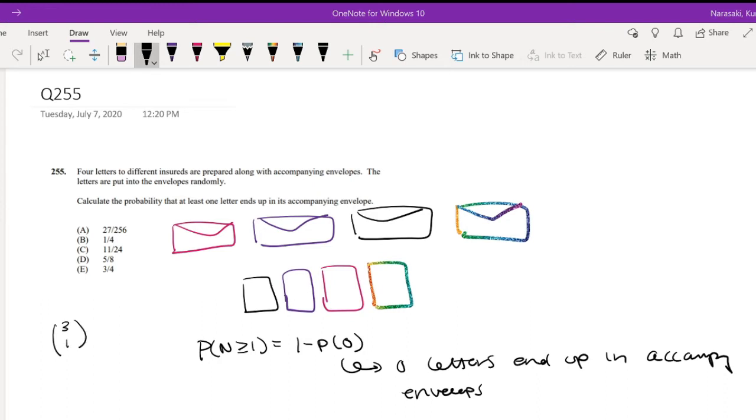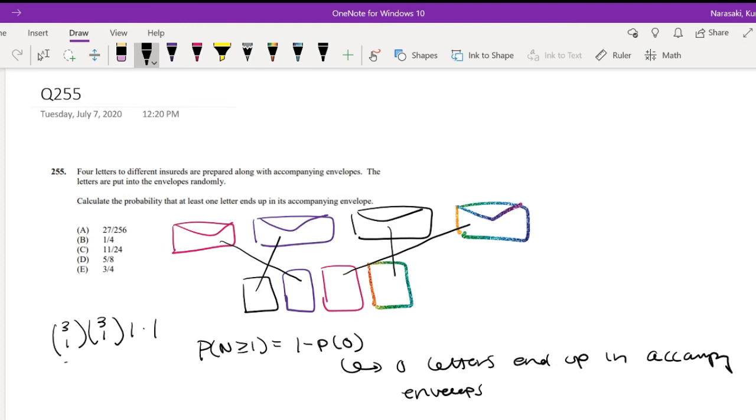And let's say this went to, say, purple. Then the purple letter can't go into its own, so it still has 3 choices, right? It still has pink, black, and rainbow. So out of 3 choices, it still has 1. But let's say it goes to this one right here. Then the rainbow can't go into the rainbow, because that would not satisfy our 0 letters ending up in the accompanying envelopes. So this rainbow has to go into this one. It has no choice but to go into that one. So that's 100%. And then this one would also go in here with 100% probability.